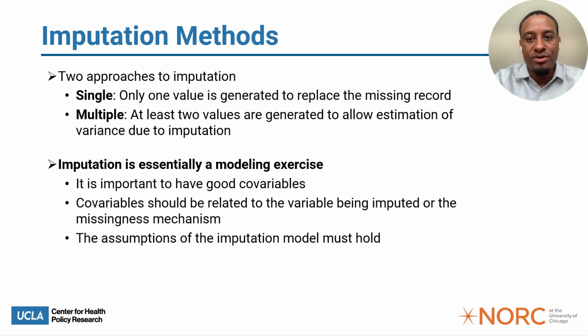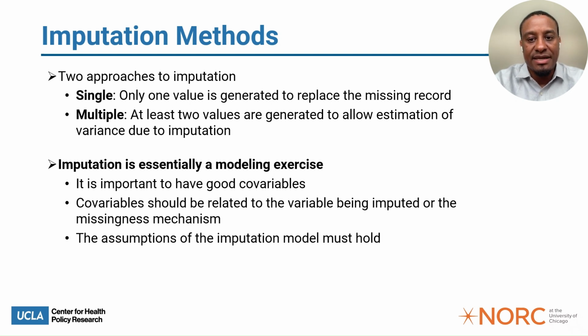When we decide to impute, there are two main groups of methods, which are single imputation and multiple imputation. For single imputation, we generate only one value to replace the missing data. However, for multiple imputation, we generate at least two values to better estimate the variance.